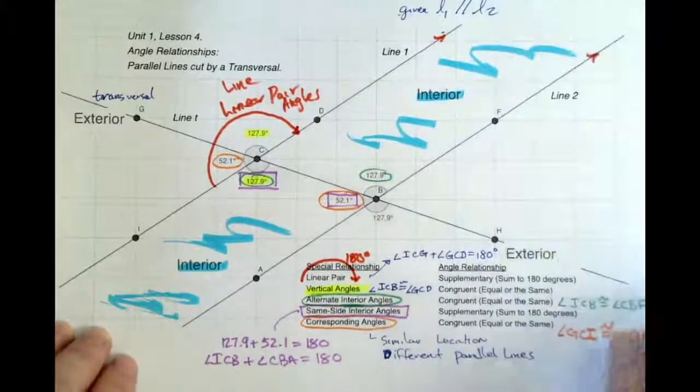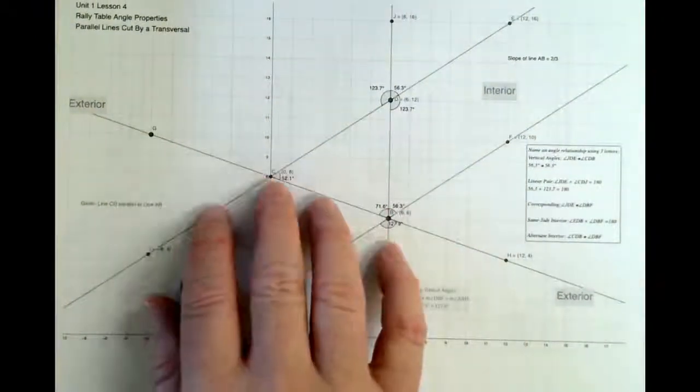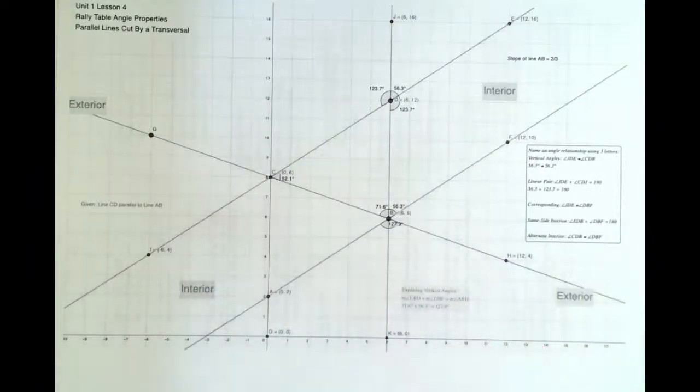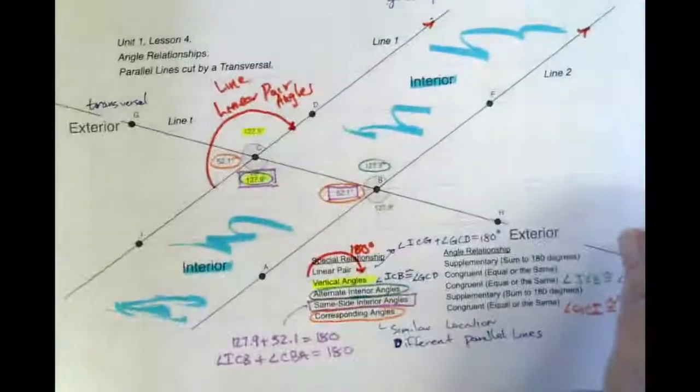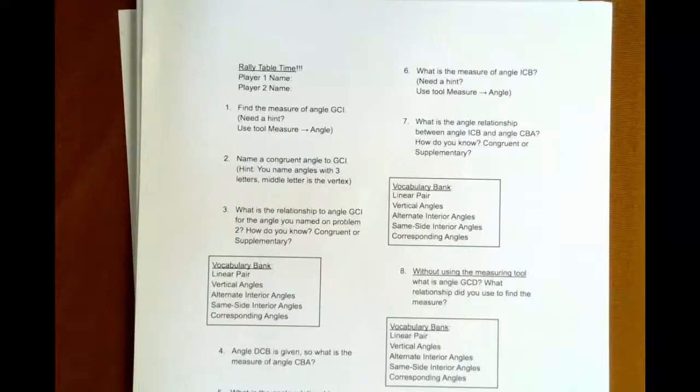From that, we are going to do your rally table at some point. These are the same lines, but they're also on a Y and an X axis, so these are exactly the same. And then your rally table instructions will be provided to you. So it'll be rally table time, and you'll have fun playing that. All right, good luck.